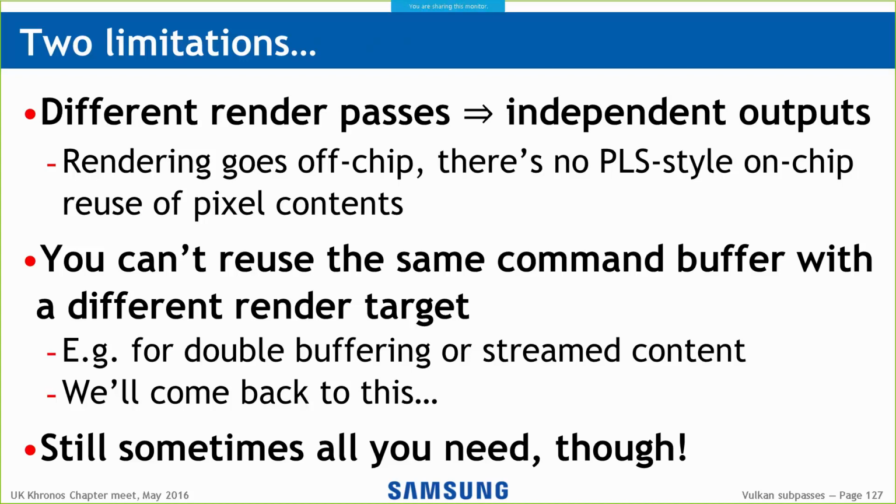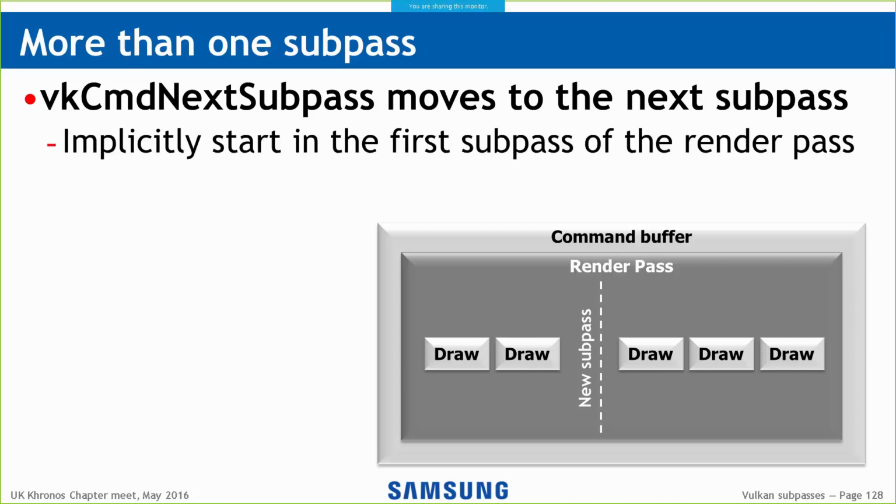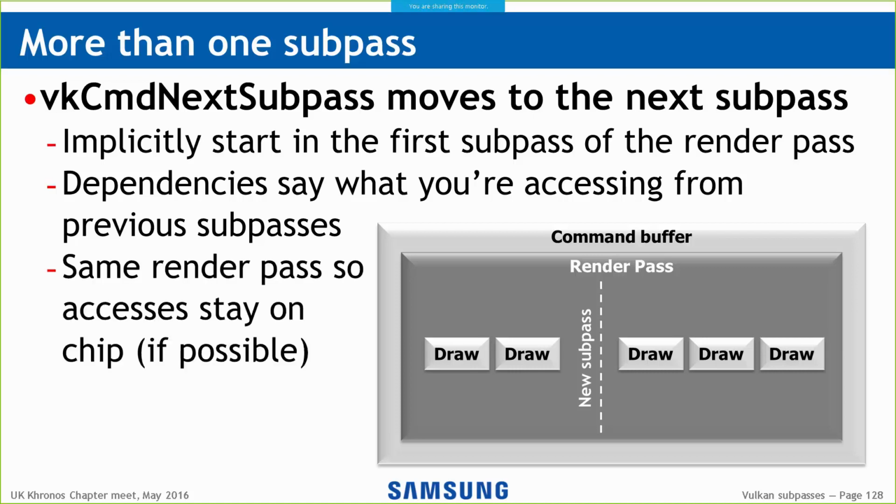So what if you wanted to have more than one subpass? You start in one subpass automatically, so a render pass always has a subpass. The way you go to the next one is just to call vkCmdNextSubpass, which puts that on the command buffer. And with the dependencies that you set up beforehand, you can say what the connections between those subpasses are. Because you're still within the same render pass, hopefully all the memory accesses for the connections stay on chip, and it'll fall back gracefully if it can't, we hope.